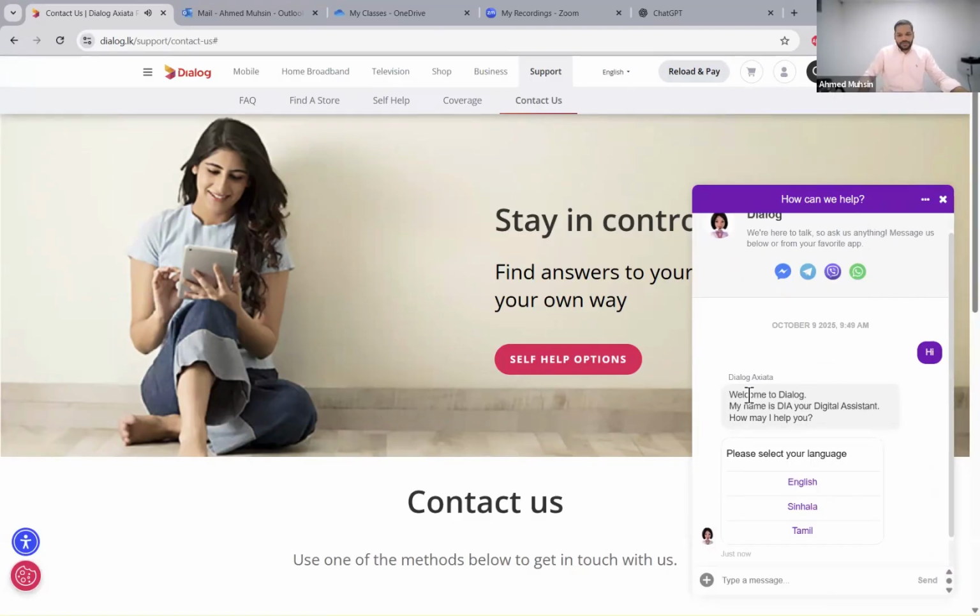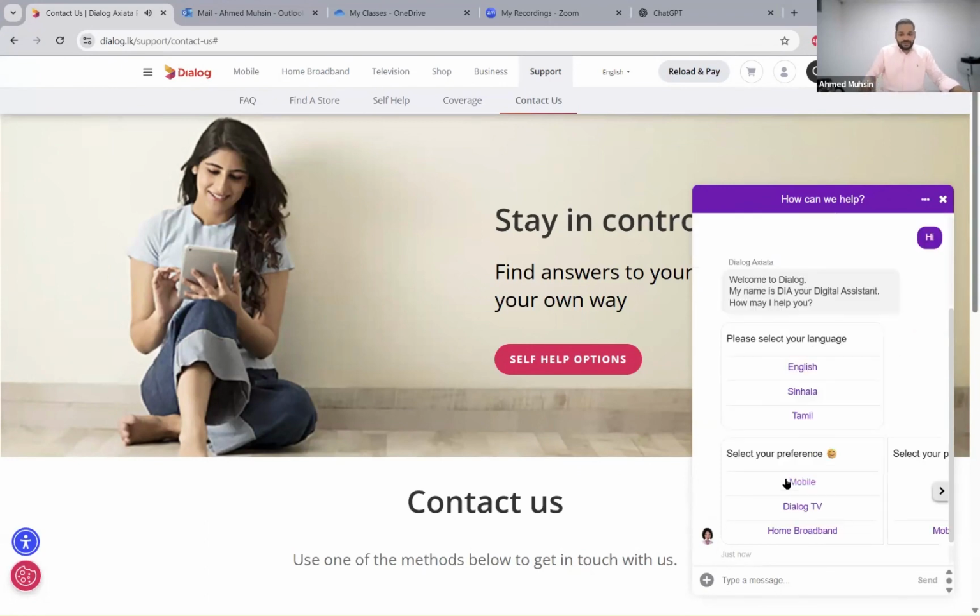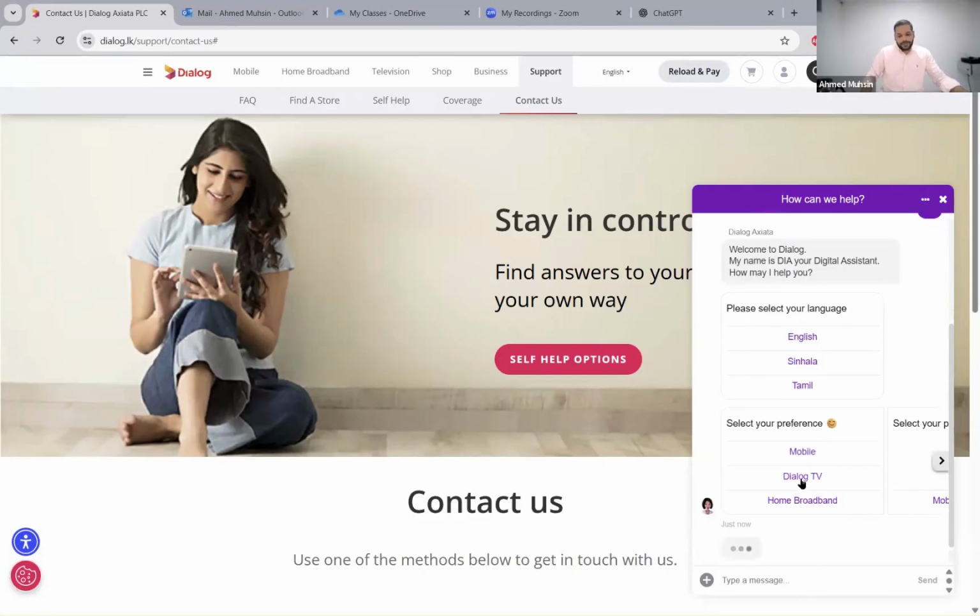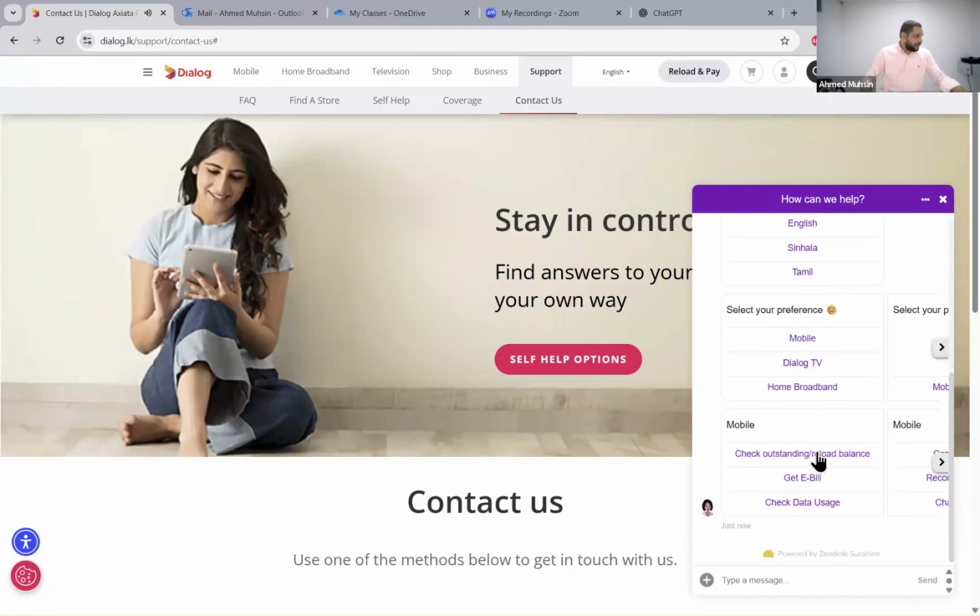It's not actually typing. Okay, welcome to Dialog. My name is Dia. Choose your language, English. So now it gives you that feel like somebody is typing. Choose your problem or your preference, mobile. Everybody okay with this? So rather than having a human deal with these minor issues, you have a computer, an IT system that deals with it. If the problem is unsolvable by the assistant, then it might connect you with a human customer care agent. Everybody okay with this? Okay, right.